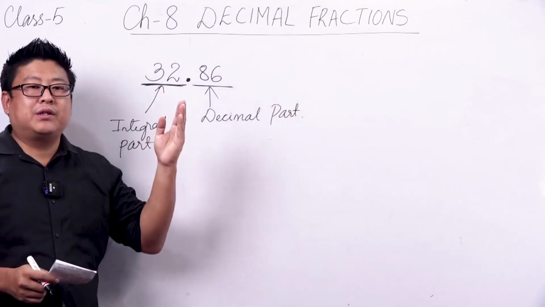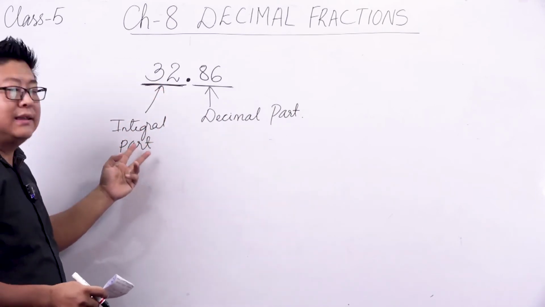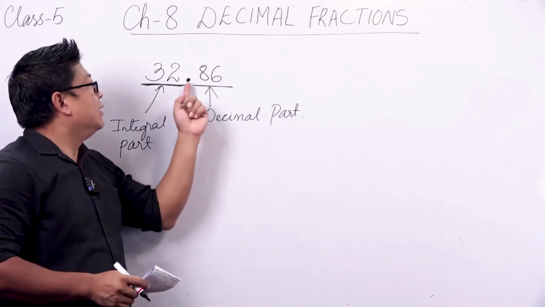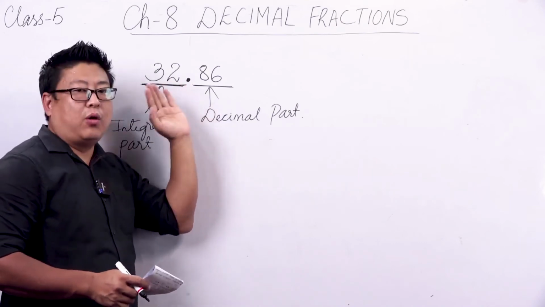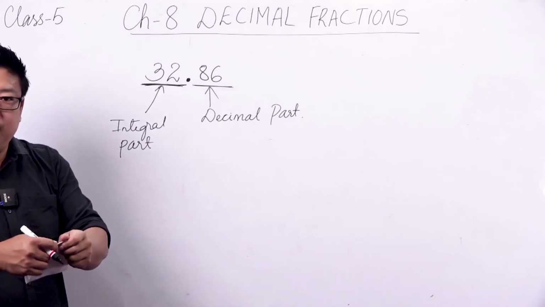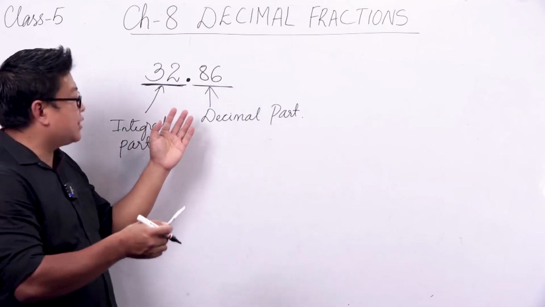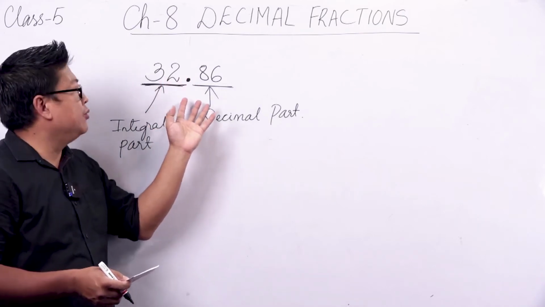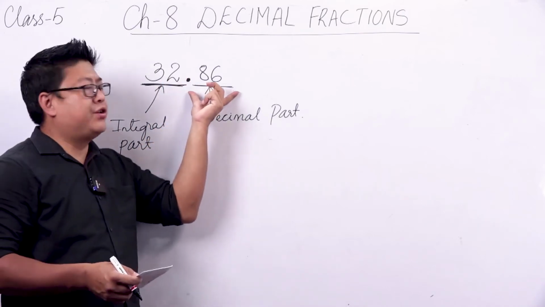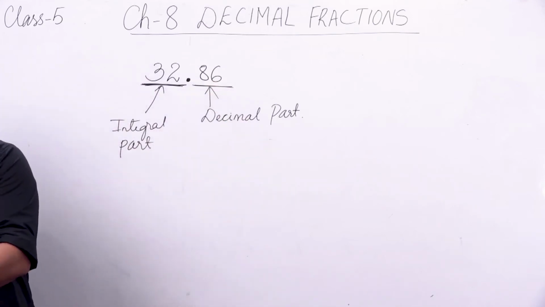So the numbers on your left, that is 32, are called the integral part. The numbers after the point on the right are called the decimal part. These are the two parts that we will be referring to, and mostly we'll be paying attention to the numbers on the right. So let's look at the next topic.